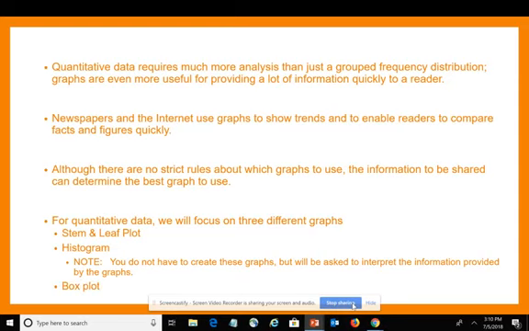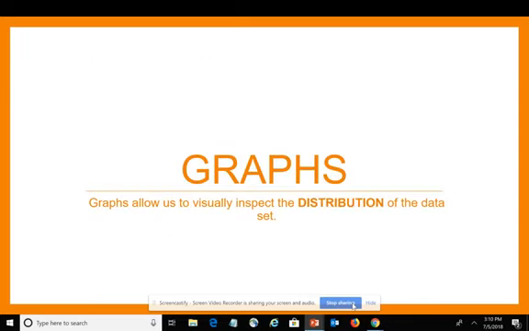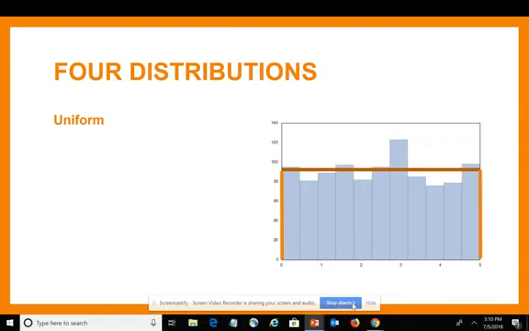Now, in terms of the stem and leaf and the histogram, you don't necessarily have to know how to create one of those, but you will be asked to interpret the information that's provided by those graphs. So let's look first at the different distributions that can occur when you're looking at graphs, because graphs give us a way to visually inspect with our eyeballs the distribution of the data set. There are 4 different distributions that you need to know.